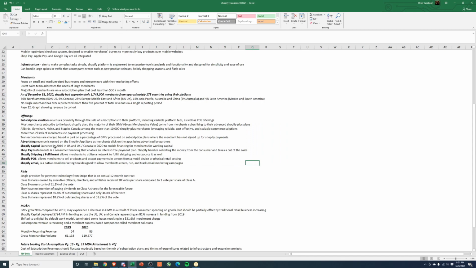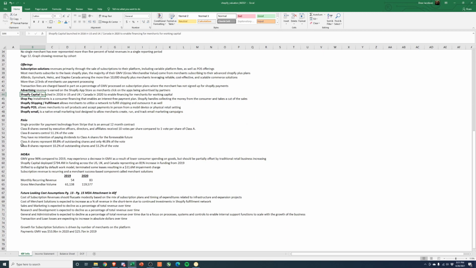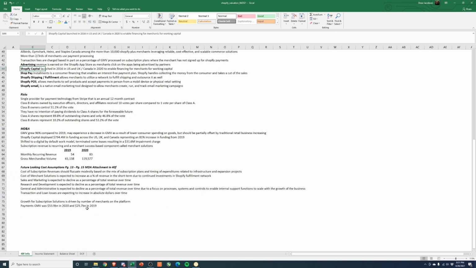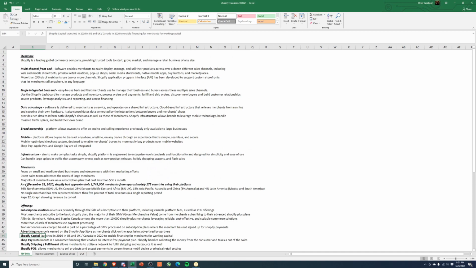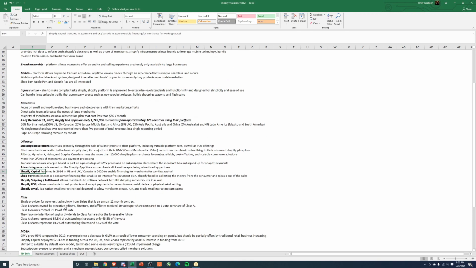That's subscription, which is about $50 a month for their basic platform to host an online store. And then the other big one is Shopify Payments, which is payment processing through the store. So yeah, definitely interesting. If you don't want to read through the full 40-F, I took some high-level notes here to get you familiar with the company.